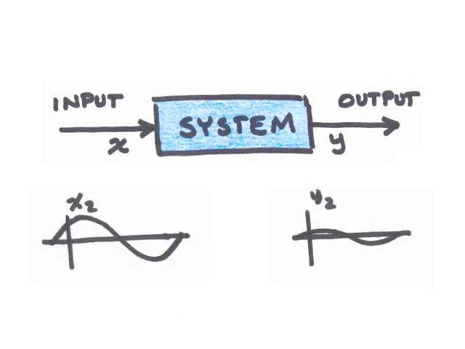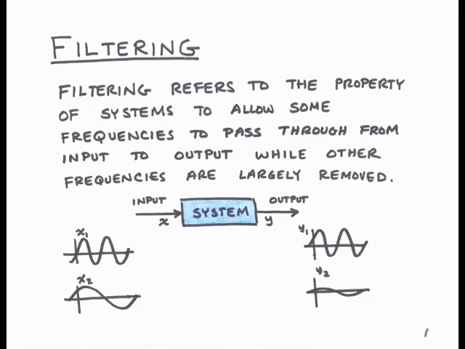When the lower frequency input X2 is applied, the output does not respond nearly as much. Y2 is small in comparison to Y1. We say at this frequency that input signals are rejected. This is the fundamental notion of filtering. Some frequencies are passed through and other frequencies are rejected.